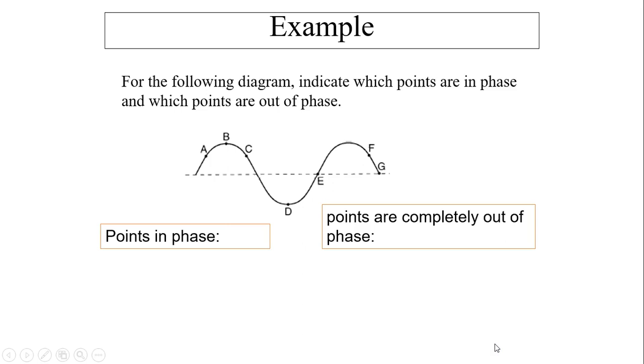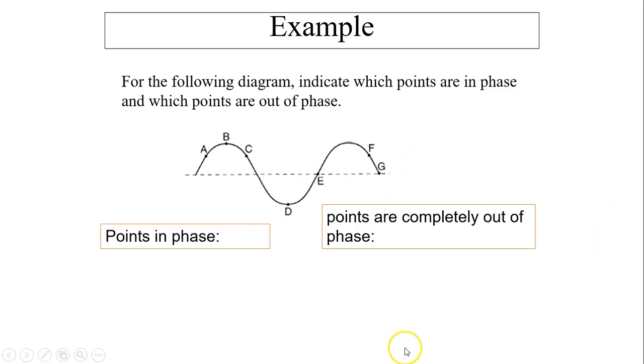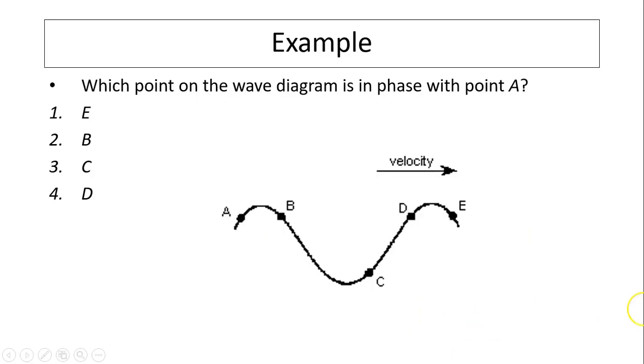Okay, another example. For each of the following diagrams, indicate which points are in phase and which points are out of phase. In phase points are C and F. Those are in phase points, C and F, because they are 1 wavelength apart. Points that are completely out of phase are B and D. B and D are out of phase. Another pair is E and G, which are also out of phase because the displacement is 0, but you can see they are half a wavelength apart. So they are out of phase.